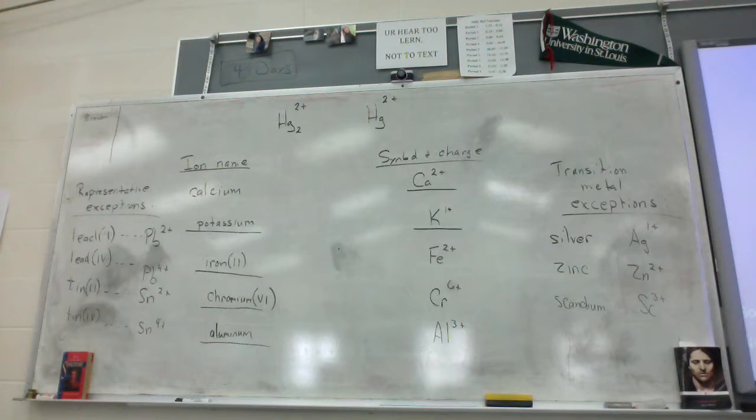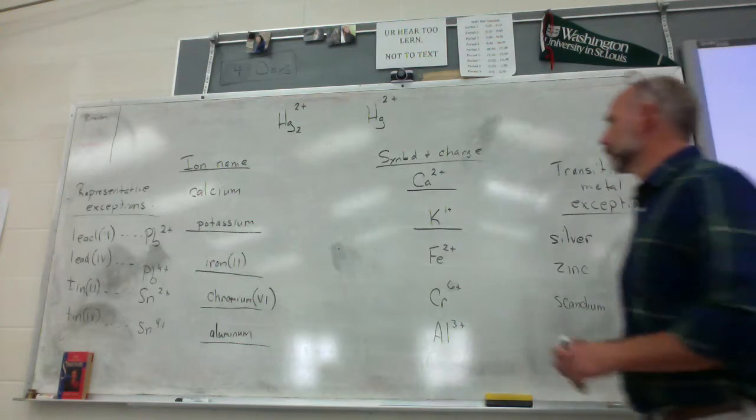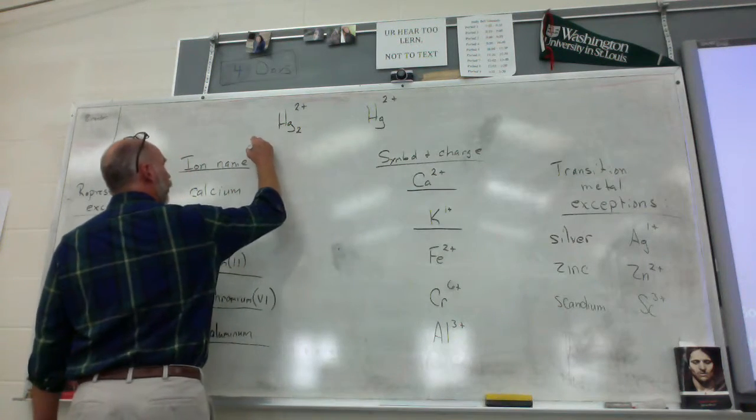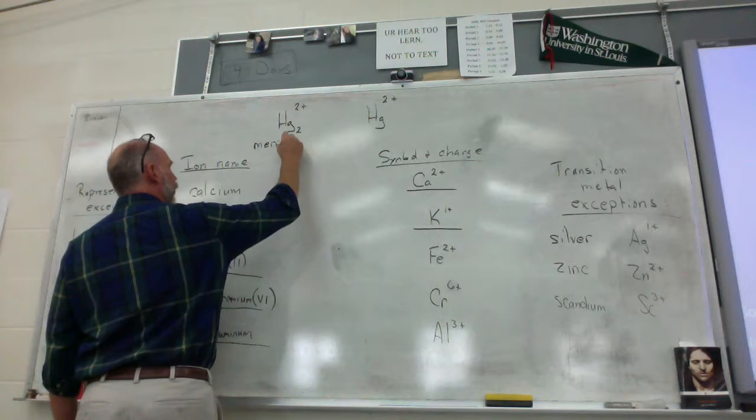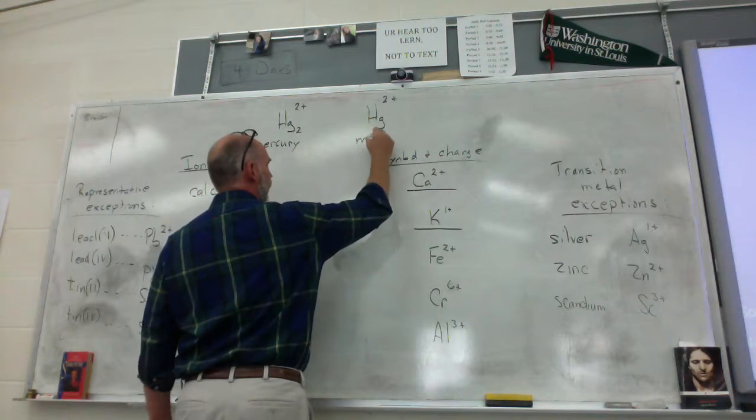So now we have another issue. We have two different mercury ions, or two mercury ions that have the same charge, but they're clearly different. Would you guys agree with that? So how are we going to distinguish between the one on the left and the one on the right? Well, once again, their names are going to use Roman numerals again. What Roman numeral are we going to use?